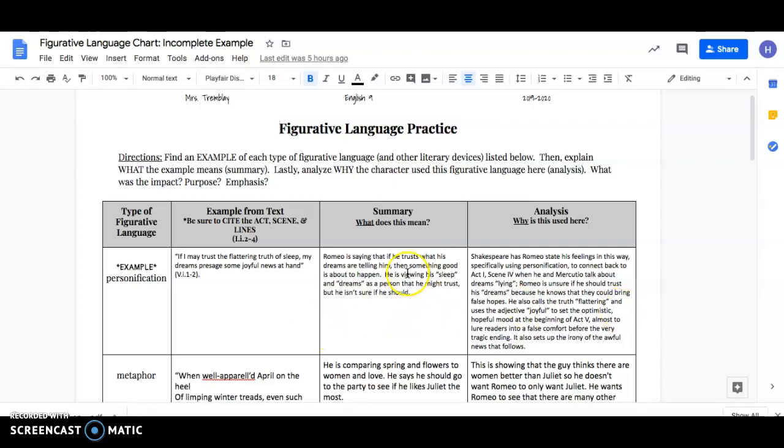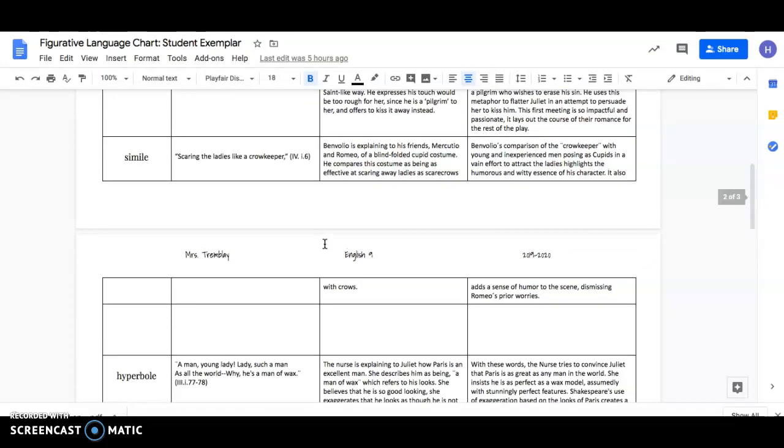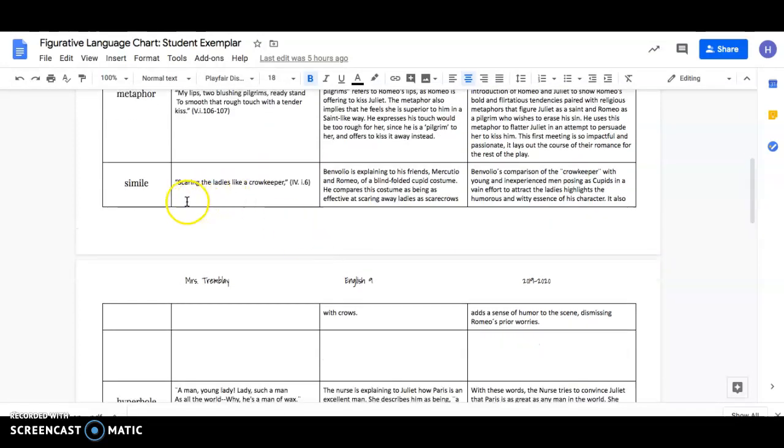Now, you guys have all read this example, so to help you out, I'll look at a different example from somebody else's chart. If we go to the simile on this sheet, a different simile, still a simile, scaring the ladies like a crow keeper, right? Still a simile, and here is the explanation. Benvolio is explaining to his friend Mercutio and Romeo of a blindfolded Cupid costume. He compares this costume as being as effective at scaring away ladies as scarecrows, right? So explaining what the simile is comparing. What does it mean? Here it is.